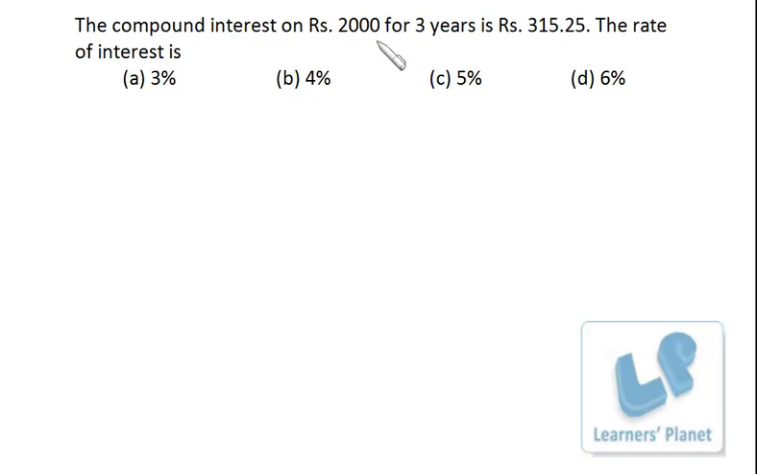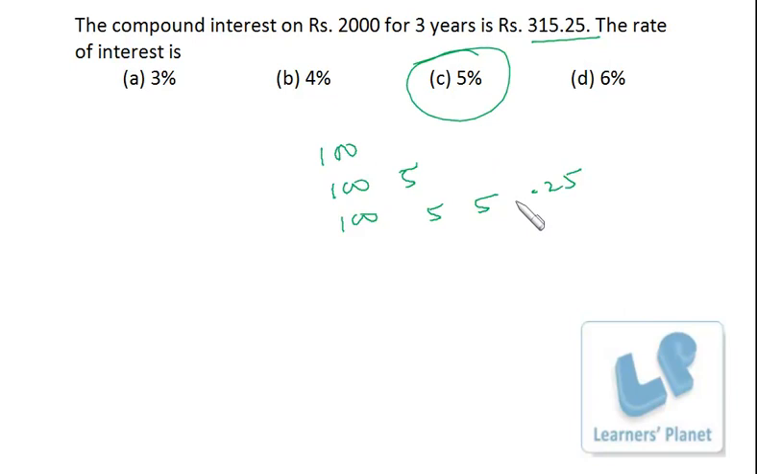Compound interest on rupees 2,000 for 3 years is rupees 315.25. The rate of interest is, just take a comfortable option, 5%. So 5% of 2,000 is 100 rupees first year, second year, third year. Then for the second year, 5% of 100 is 5 rupees. Then 5 rupees, then 5 rupees for this. Just learn the pyramid, 5, 5, 5, then 5% of this, so that's 0.25. So it is 315.25. Okay, so 5% is the correct answer.